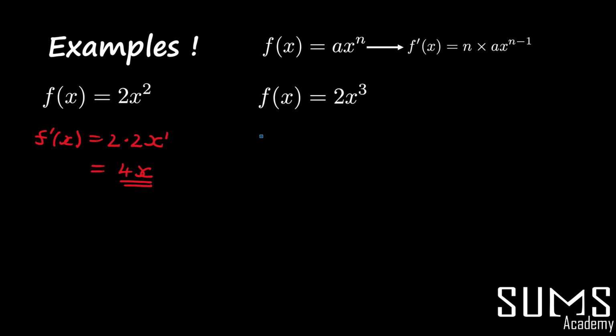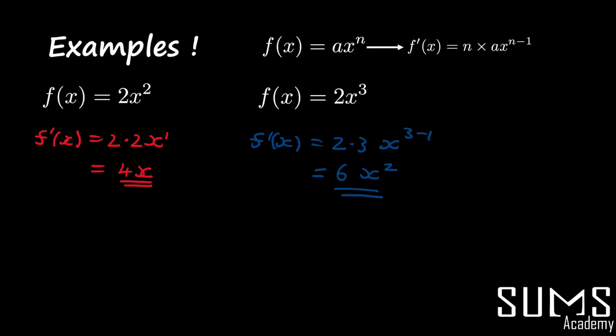What about for this one? So for this one we have f of x equals 2x cubed. So f dash x will be equal to 2 times 3x to the power of 3 minus 1. So equals 6x squared.